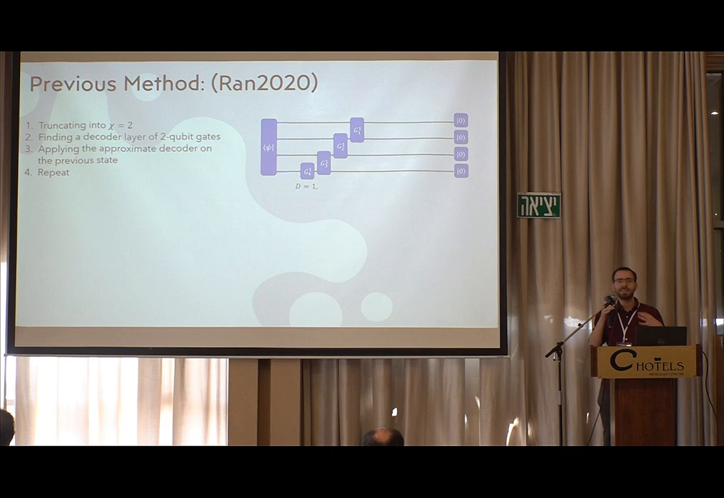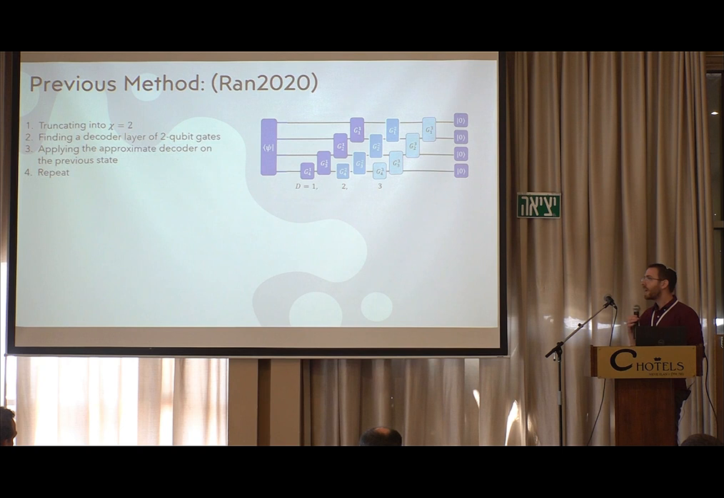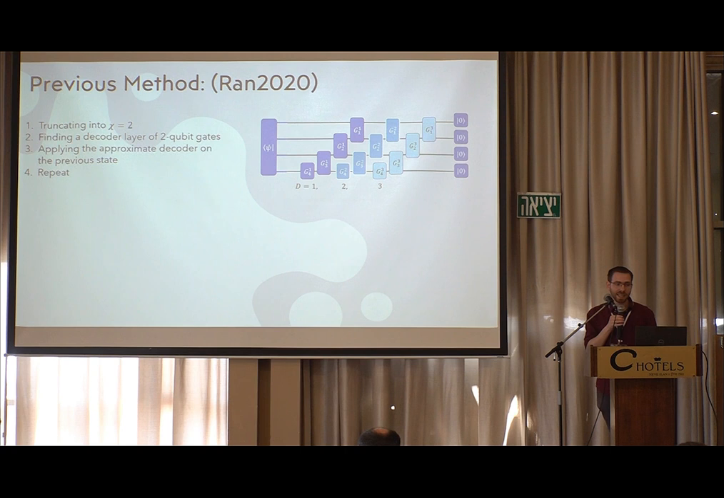We truncate the disentangled state, which got closer to the zero, and then we truncate it again. We find the next layer, and so on and so on. And each layer brings us back closer to the zero state. And this is a very, very nice solution.